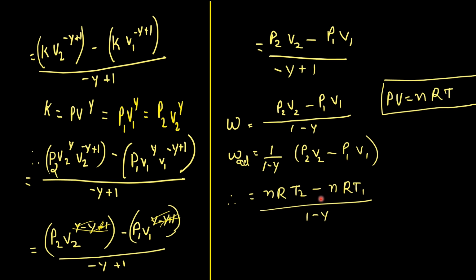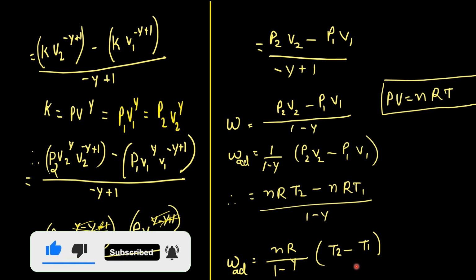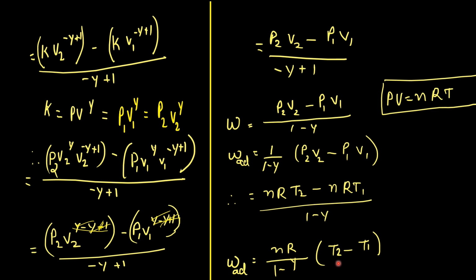So, nRT2 minus nRT1, the whole divided by 1 minus gamma. nR is common in these two quantities, so it can be taken out. Work adiabatic is equal to nR divided by 1 minus gamma, then T2 minus T1. What is T2 minus T1? Final temperature minus initial temperature. That is delta T. For adiabatic expansion work, delta T will be negative because for adiabatic expansion work, delta U is negative. That is, it decreases. So we have derived an expression for work adiabatic.